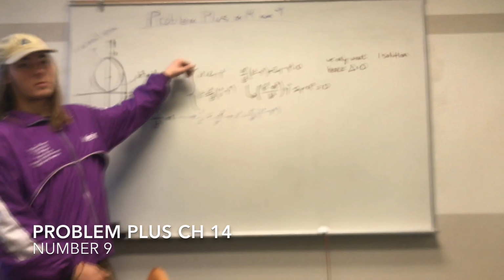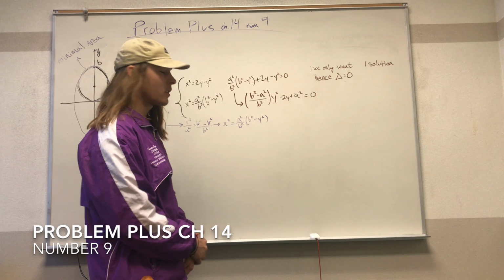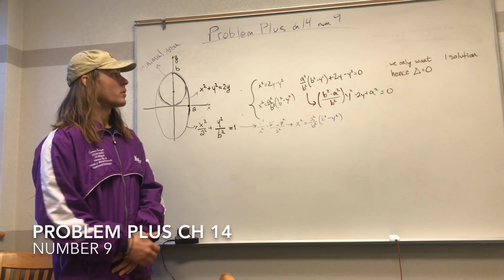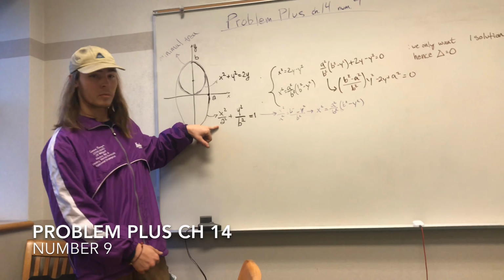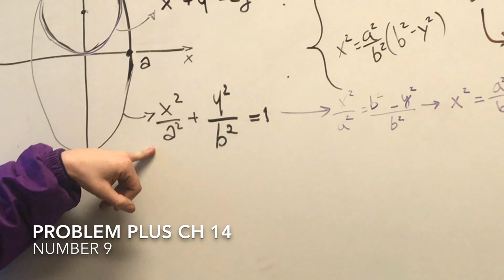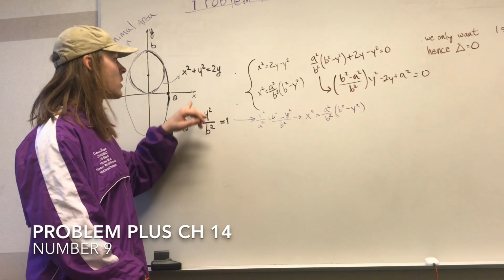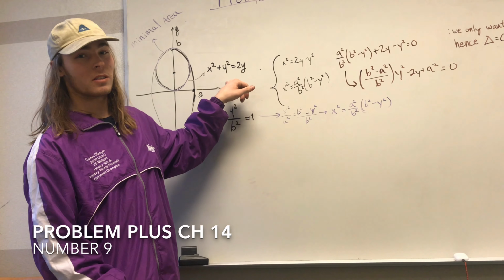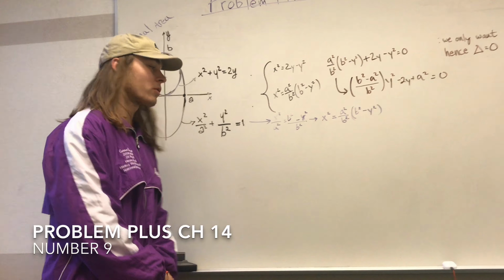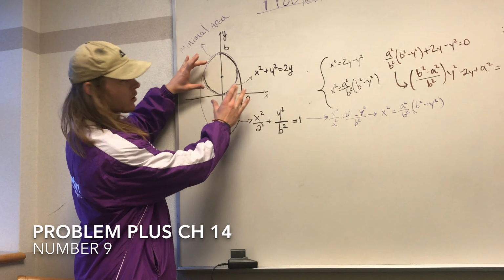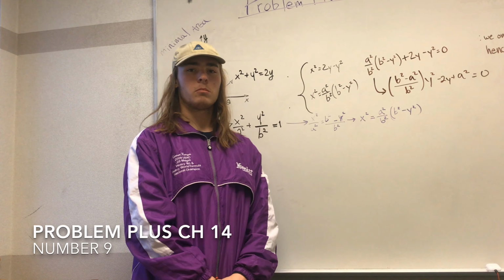Alrighty, so we are doing problem plus number 9 out of chapter 14 in the book. With this problem, we have two equations. We have one ellipse that is represented by x squared over a squared plus y squared over b squared equals 1. And then we have one circle, x squared plus y squared is equal to 2y. What we're trying to do is enclose this circle in the ellipse, and we want to minimize the area between them.